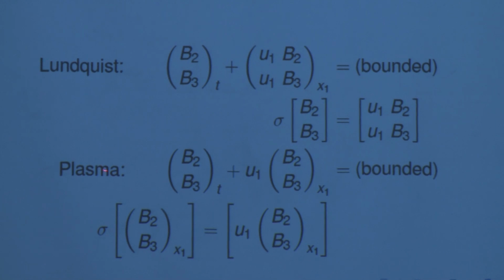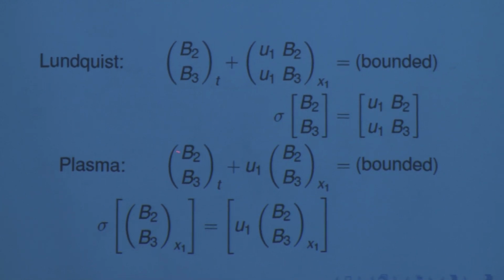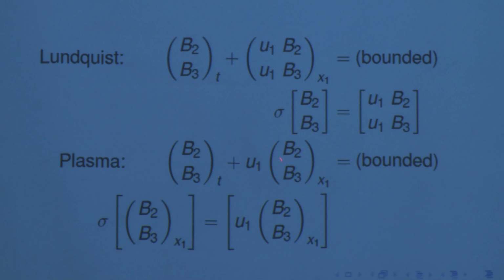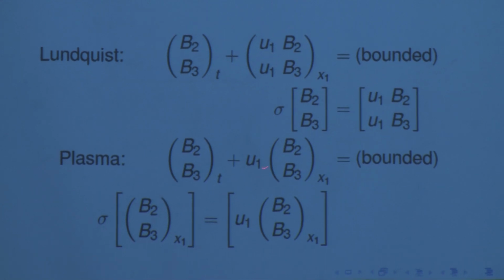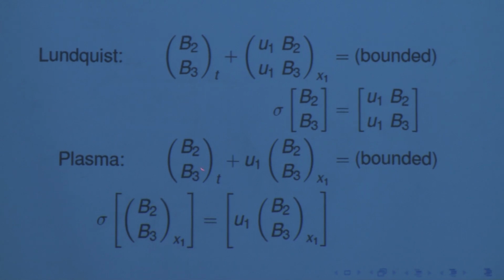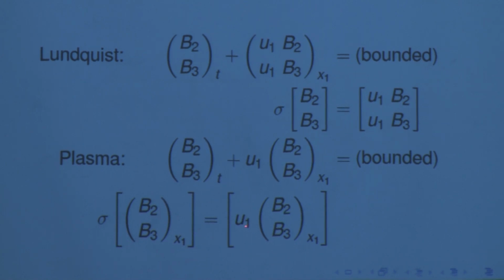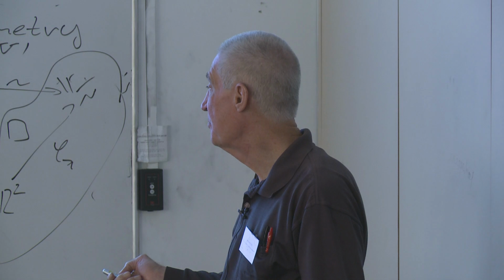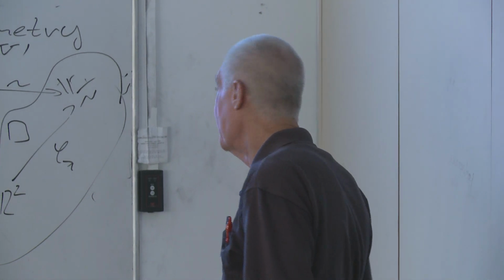If you go through all of this for the plasma model, the total result is just to take this U1 outside the derivative. And that means that now B2 and B3 will remain continuous, and the jump discontinuities will occur in the first derivatives. Okay, so indeed, the plasma model does better than Lundquist on regularity of the electromagnetic field, as we suspected it would.